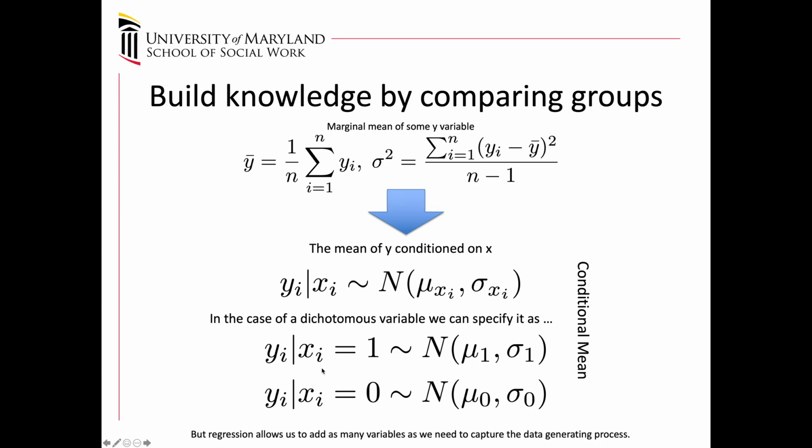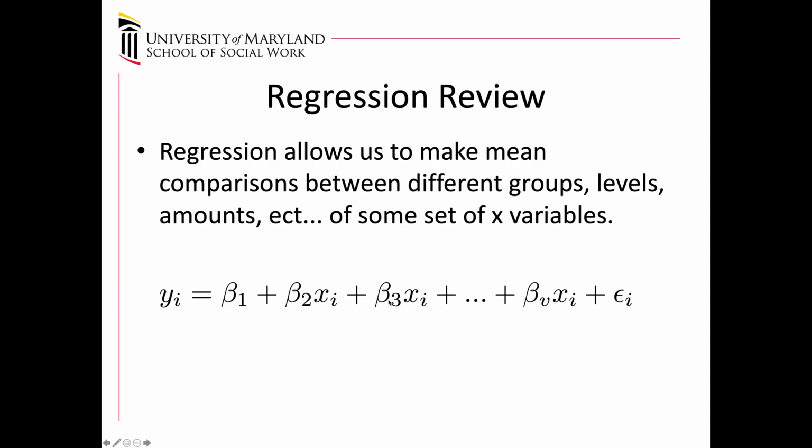And in the case of a dichotomous variable, it's simple. It's totally the same as if we run it in a regression format or in a t-test format. We'll get the exact same answers across the board, and we can decompose the mean in either situation. So this conditional mean with a dichotomous variable is a simple case. But we often have more than one dichotomous variable that we want to model, and so that's why we use regression, because regression allows us to add as many variables as we need in order to capture whatever data generating process we're hypothesizing about.